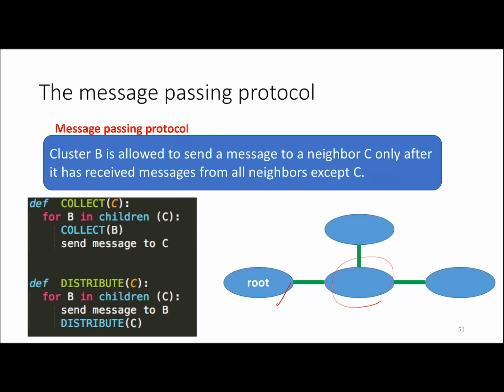The first collect request is received by the first child, and then the children at the bottom start sending messages back. The first messages come back from the leaves and then arrive at the root. When the root receives the messages, it says that now it's time to distribute, and distributes the messages back.